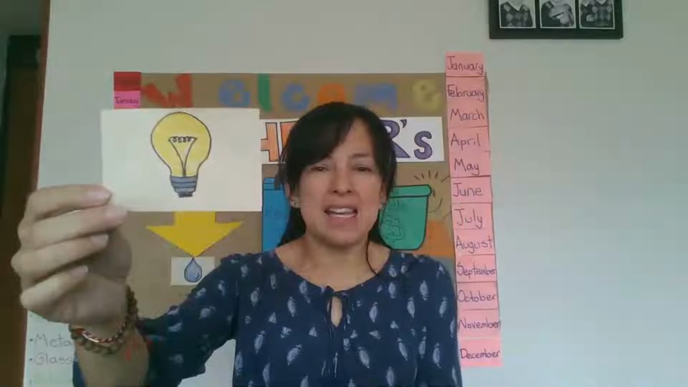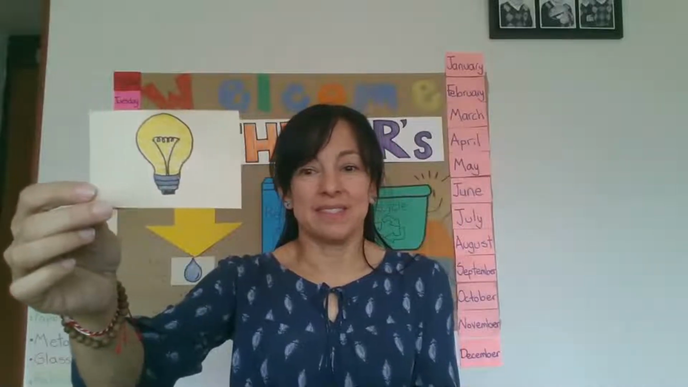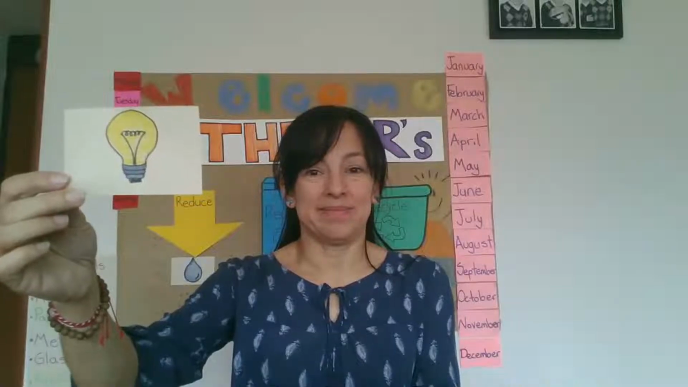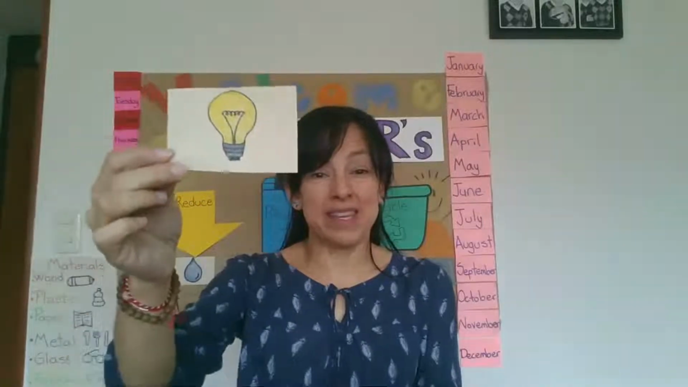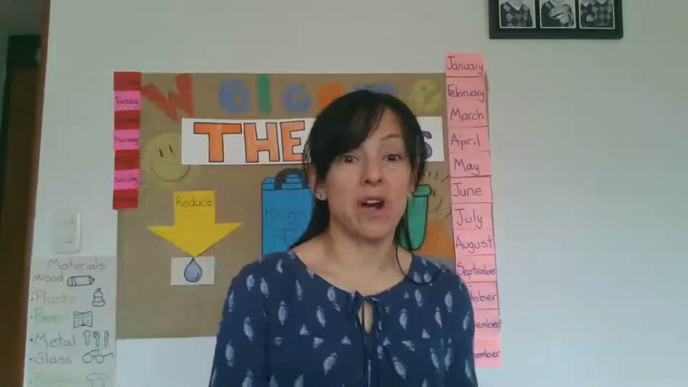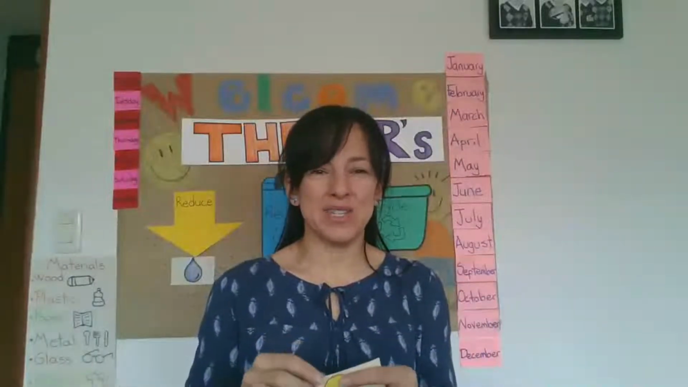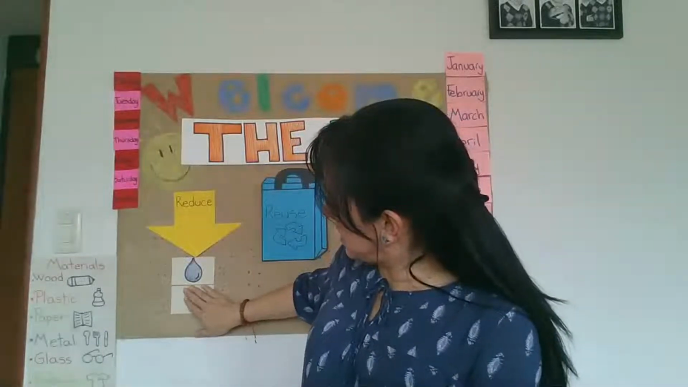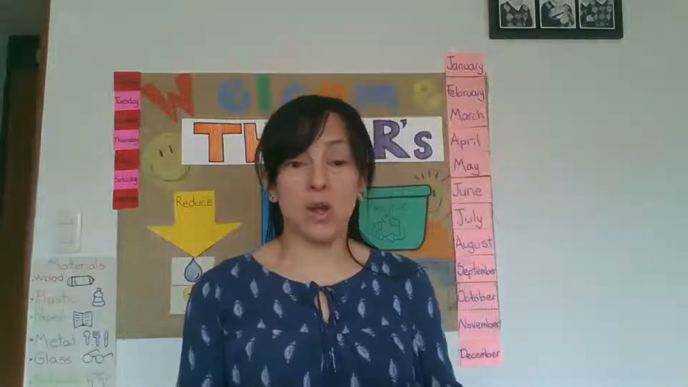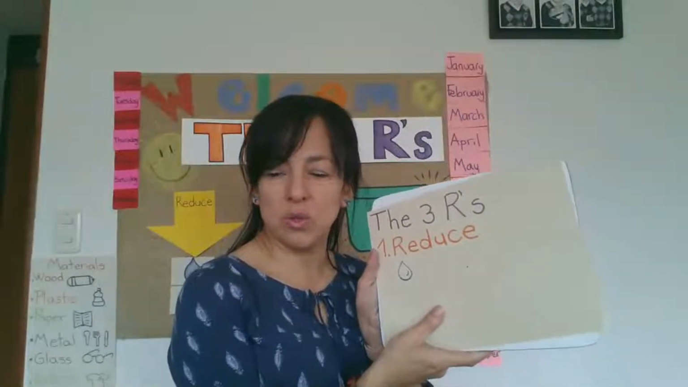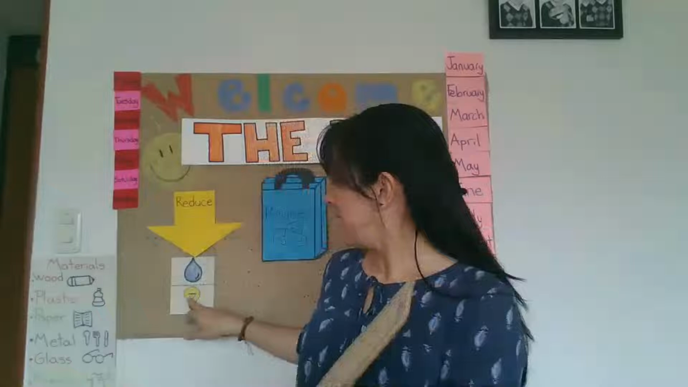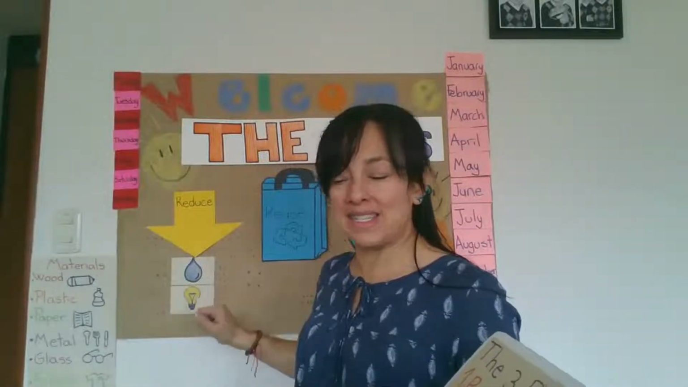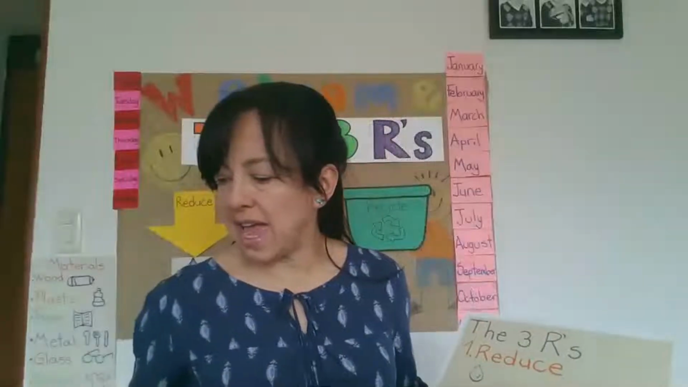we must turn off the computer, turn off the TV to save electricity. That will help our planet. So this is number 2 for reduce, electricity. So we are going to paste electricity here, and we are going back to our notebook, and we are going to draw the light bulb to represent electricity. Reduce the use of electricity.